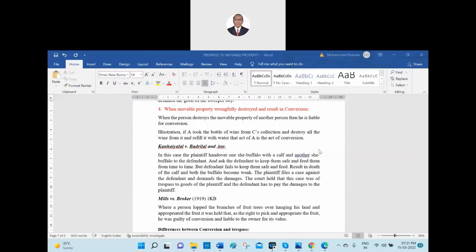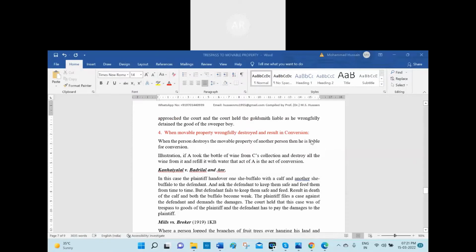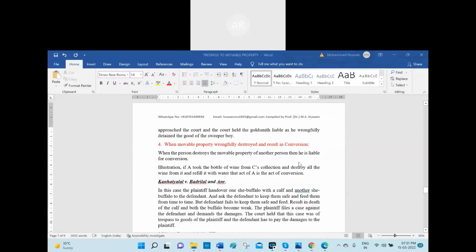If A took a bottle of wine from C's collection, destroyed all the wine from it and refilled it with water, that act of A is an act of conversion. See, if you take some beer from the kiosk, the beer contained in the wooden container, and you add some water to it to make the same level, it also amounts to conversion.